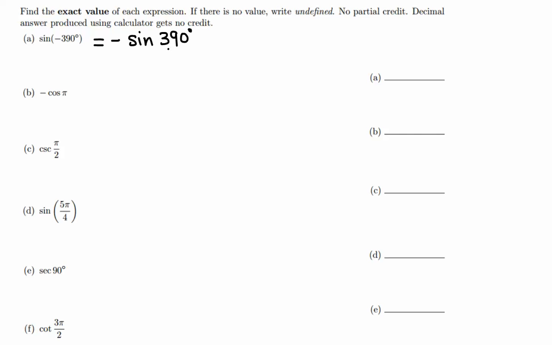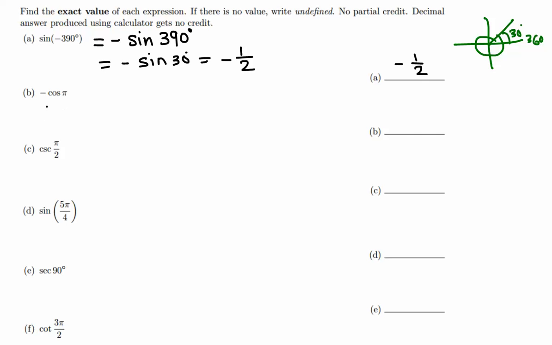Now we need to find where 390 degrees lies. 390 is 360 and 30 more, so 30 is the reference angle. Negative sine 390 is the same as negative sine 30, and this is the first quadrant, so it's positive, we don't have to write positive, and this negative is from the front. Sine 30 is 1/2, so the answer is negative 1/2.